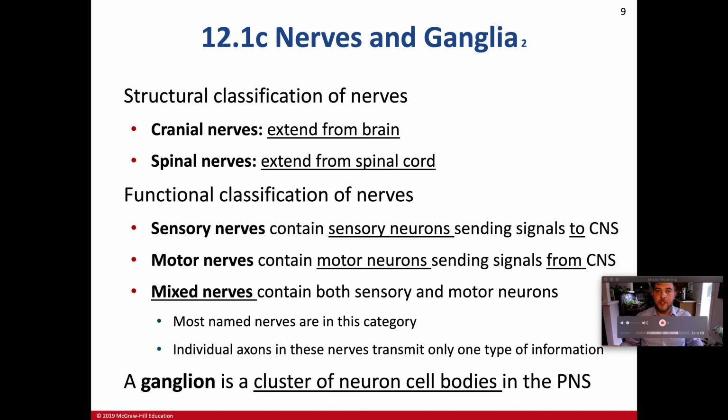Yes, that's a good point though. Even though mixed nerves contain both sensory and motor components, each of those axons will only transmit a sensory signal or a motor signal. They're not going to be mixing in that way. And then a ganglion. Talking about structures of nerves, a ganglion is a cluster of neuron cell bodies in the peripheral nervous system. While a nerve is a bundle of axons, a ganglion is basically a cluster of neuron cell bodies.